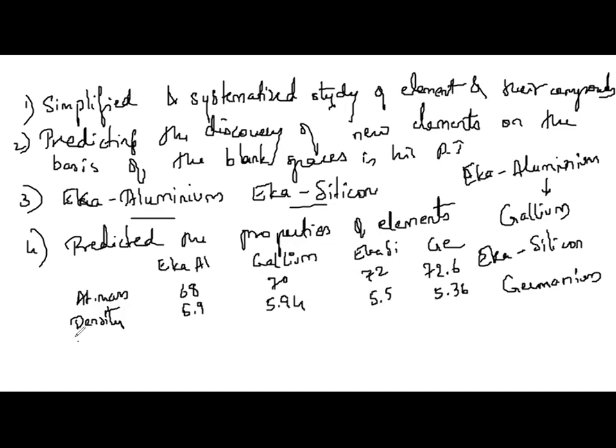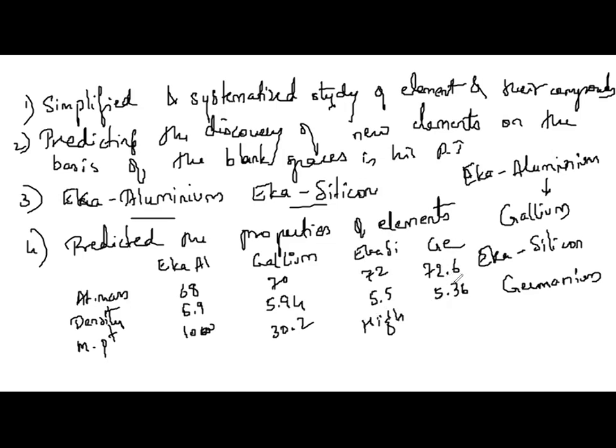Yes, he predicted the melting point also, in Kelvin. He said the melting point of Eka aluminium will be low. If it is discovered, it will be low. And the melting point of gallium after discovery was 30.2. It is low only. For silicon, he said the melting point will be high. And the melting point of Eka silicon, okay.